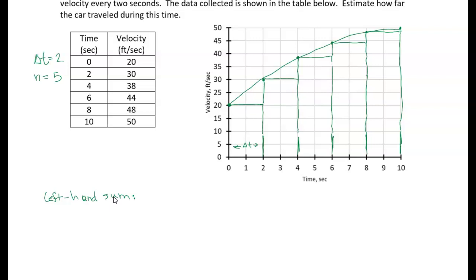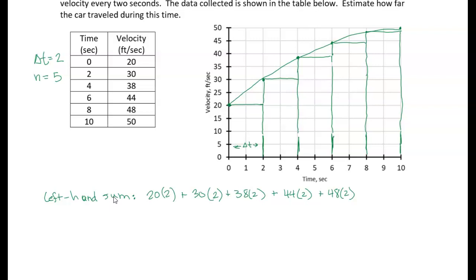Okay, so we're just going to add up all of these rectangles. So the first rectangle is 20 units high by 2 units wide, right? And then the next rectangle is 30 units high by 2 units wide. And then we have a 38 by 2 rectangle. And then we have a 44 by 2 rectangle. And then we have a 48 by 2 rectangle. Okay, so we're just taking the left-hand data point as the constant velocity for that time period, just as an estimate. Now obviously this is going to be an underestimate. It's going to be a low estimate, right? It's going to be too low.